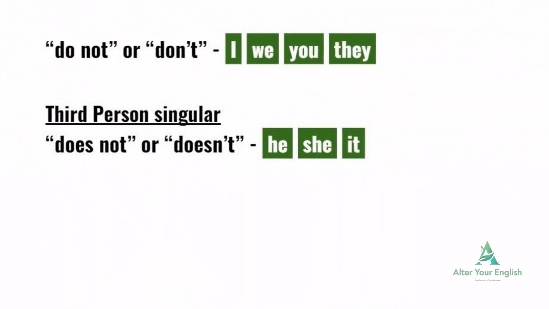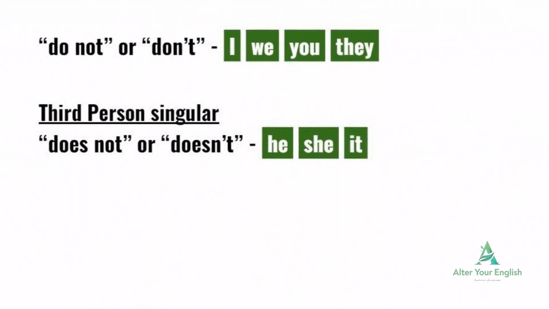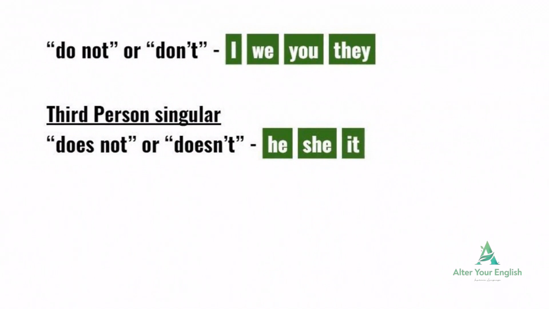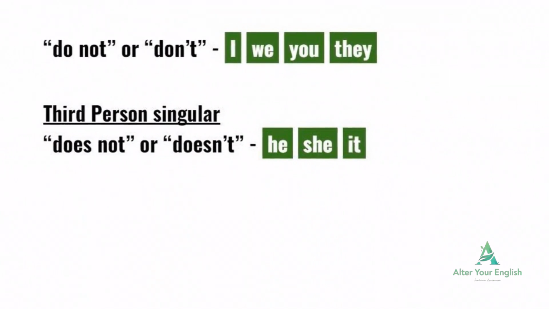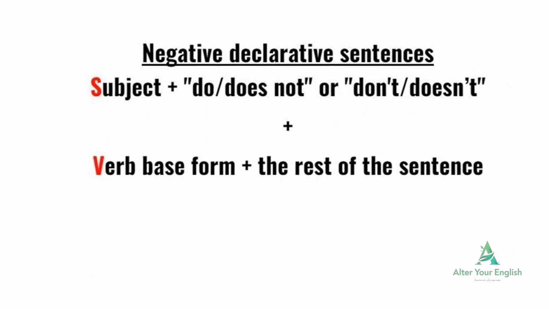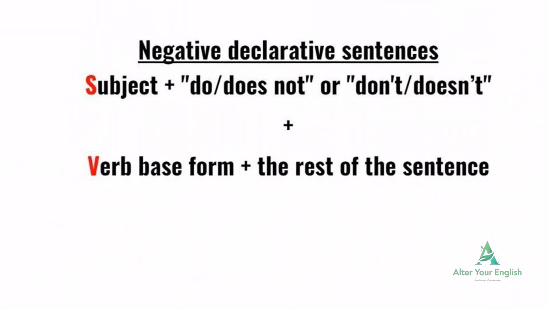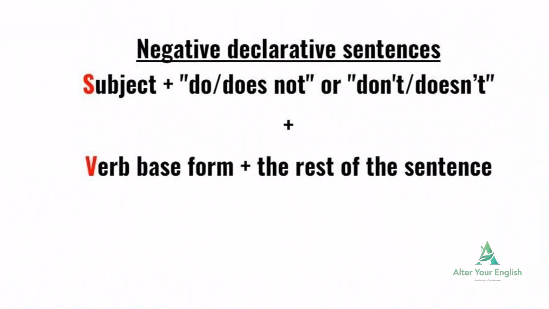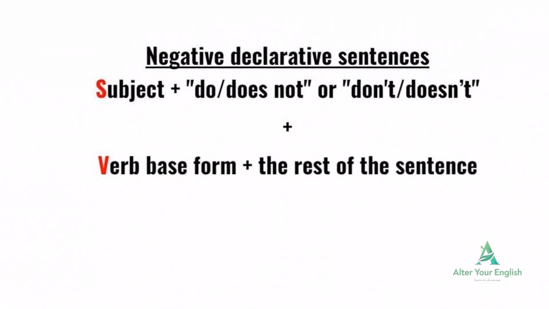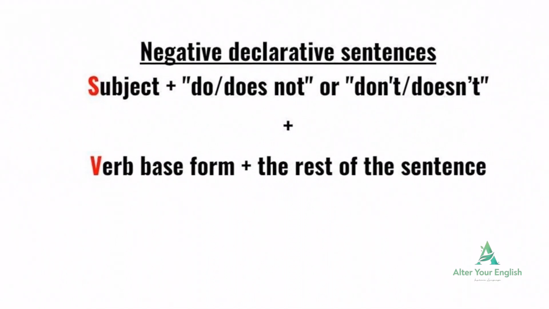Negative declarative sentences in the present simple tense are formed by adding do not or don't for I, we, you, they, and does not or doesn't for the third person singular he, she, it. The entire structure for a negative declarative sentence is the following: a subject plus do not or does not, or we can make it shorter by simply pronouncing don't or doesn't, plus the base form of the verb and the rest of the sentence.